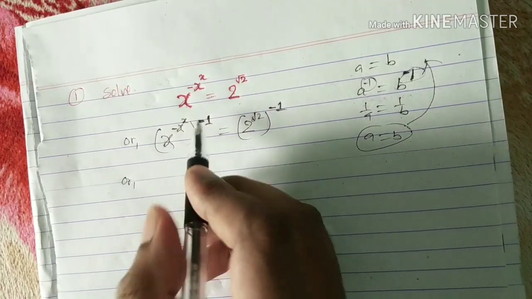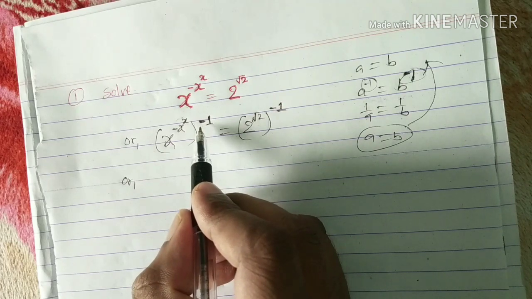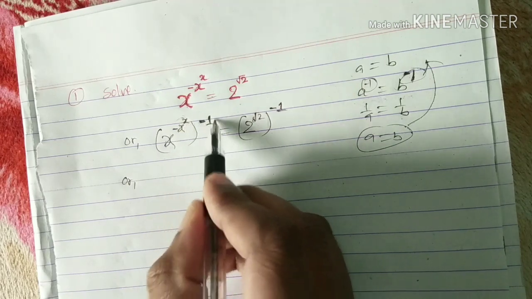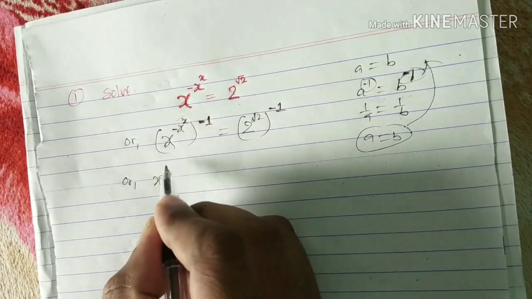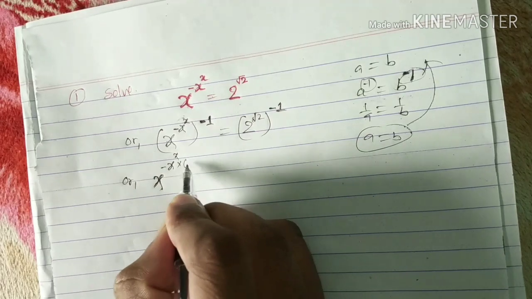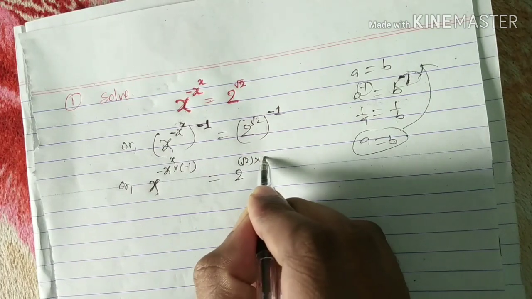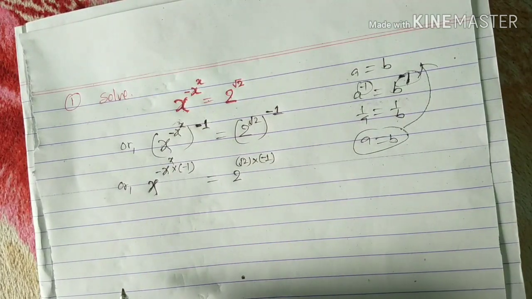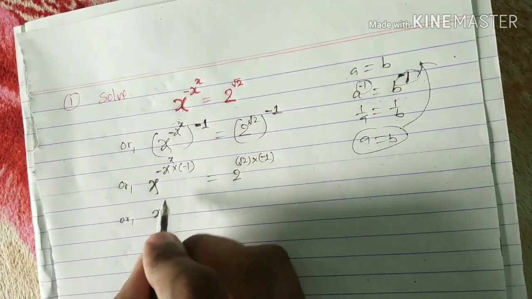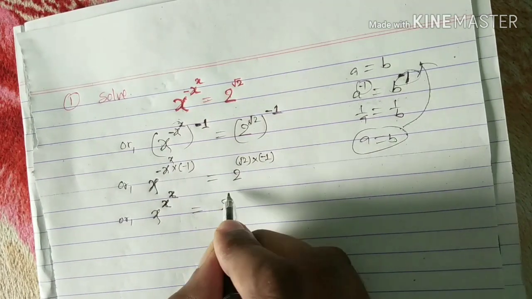Now, as we know that power and power are multiplied to each other, so we multiply this power with this power. So x to the power minus x to the power x into minus 1 is equal to 2 to the power root 2 into minus 1. Now this minus and this minus will be plus, so x to the power x is equal to 2 to the power minus root 2.